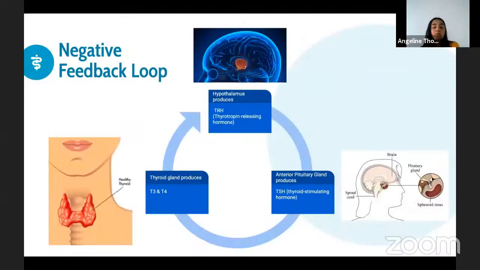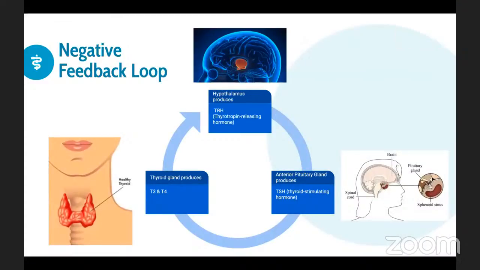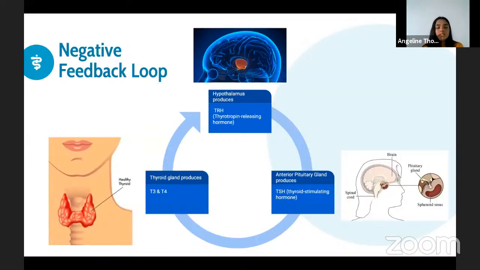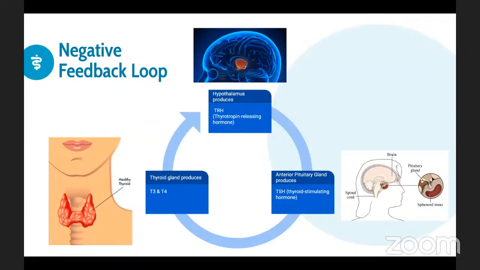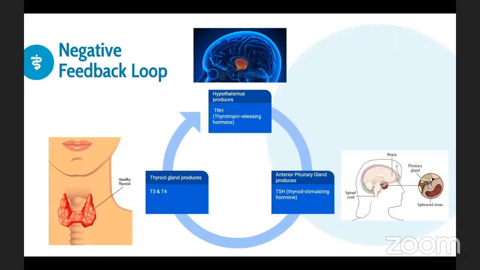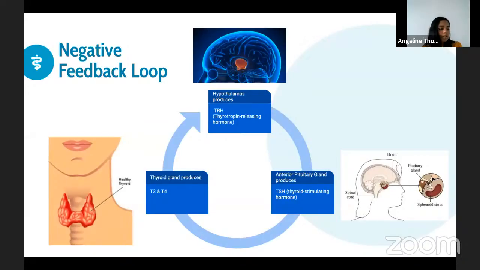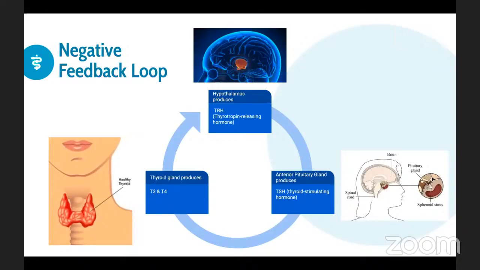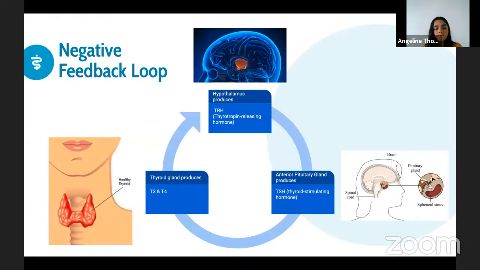Now we're going to look at the negative feedback loop, the whole process your body goes through to produce these hormones. With hypothyroidism, somewhere along this cycle, an issue occurs. Looking at the diagram, you start in the hypothalamus, which produces TRH, thyrotropin releasing hormone. It travels through your bloodstream to the anterior pituitary gland, which produces TSH, thyroid stimulating hormone. That then moves to your thyroid gland, which produces the T3 and T4 hormones I've been talking about.